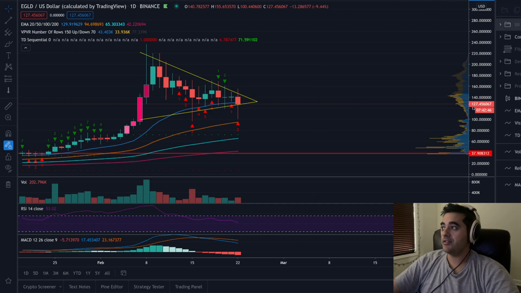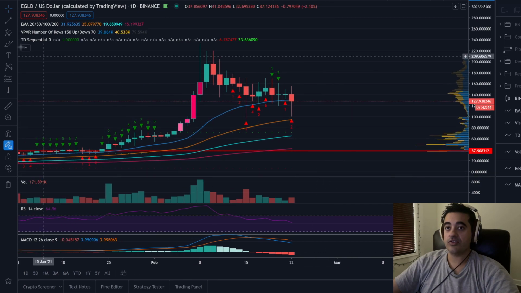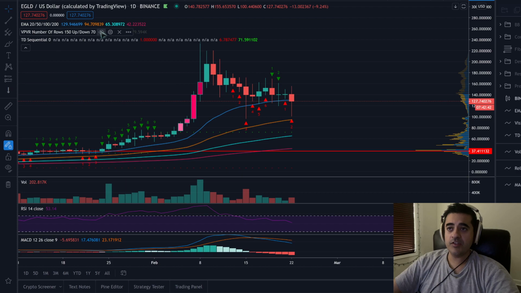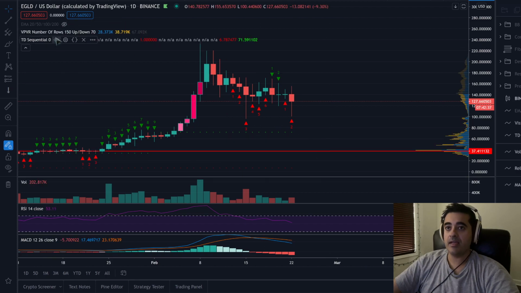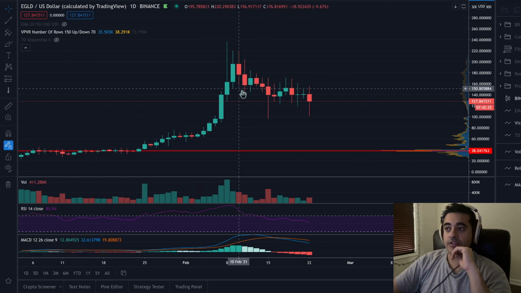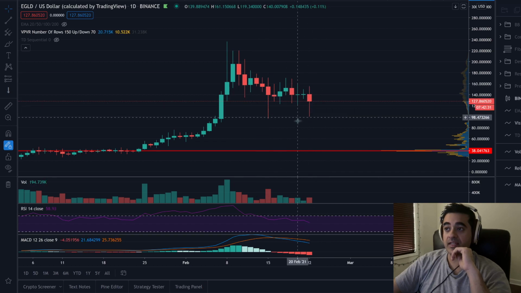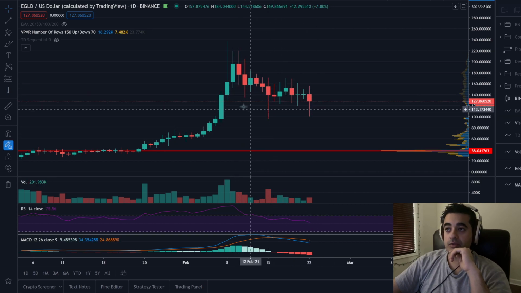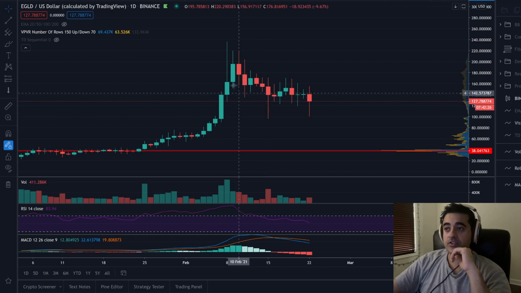If you take a look at the daily chart and we turn everything else off, you can see it a little clearer, right? We can keep the VPVR on, but we'll turn off the EMAs and the TD sequential. Take a look at this chart, and basically what you're seeing is almost every single daily candle, wherever the price was, has been bought up. These are all wicks.